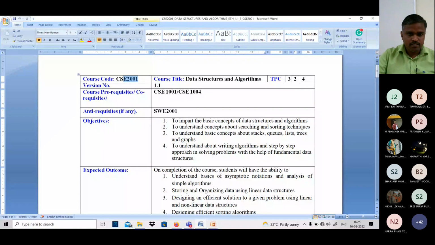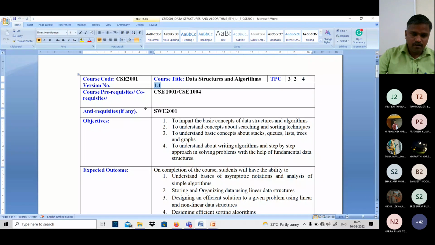This course is given the unique number CSE 2001. Here T means theory, P means practical, C is credit. Three hours for theory, which carries 3 credits, and 2 hours for practical. Each hour is 0.5 credit, so 2 into 0.5 is 1. Totally it is a 4 credit course.